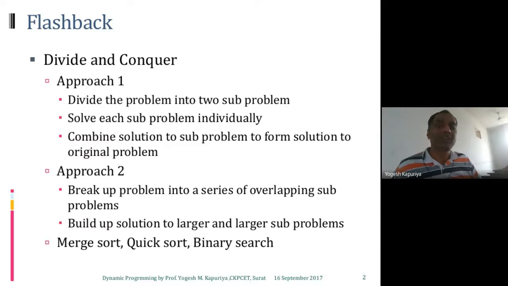So basically any divide and conquer approach works in this way only. Not necessarily every time it divides into two parts only. It depends on the problem, it depends on the method of solution. But the general method is that you will be given a problem, you divide it into sub problems, and you solve the sub problems individually, and then you combine the results of all the sub problems to get the final result. So that is what we do in the divide and conquer approach, either by dividing in two parts or dividing in multiple parts, right?